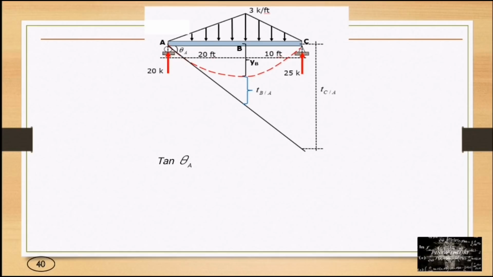For theta A, since our slope is a very small value, tangent theta A is equal to theta A. So theta A is equal to TCA over 30. So theta A is equal to 60,000 over 30 EI, or is equal to 2,000 over EI.